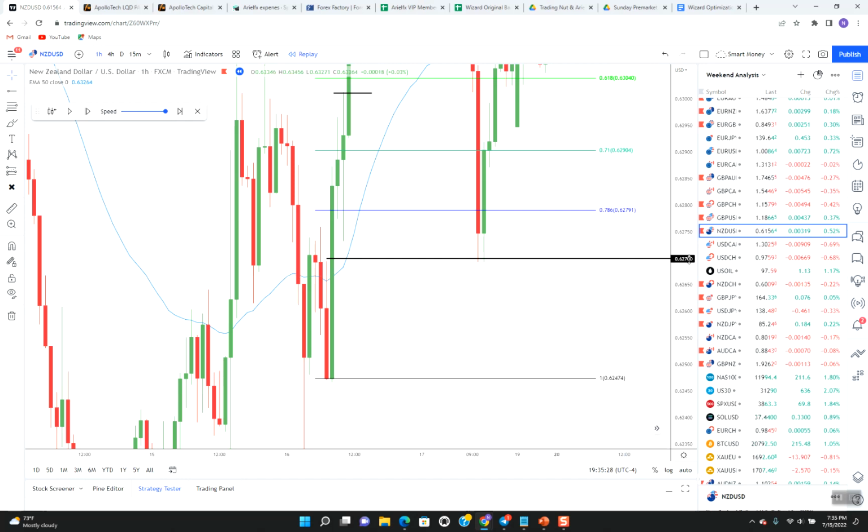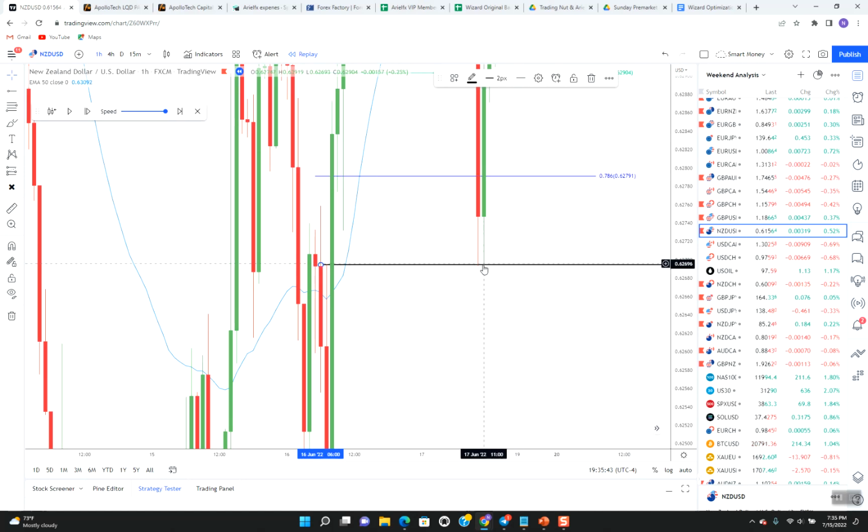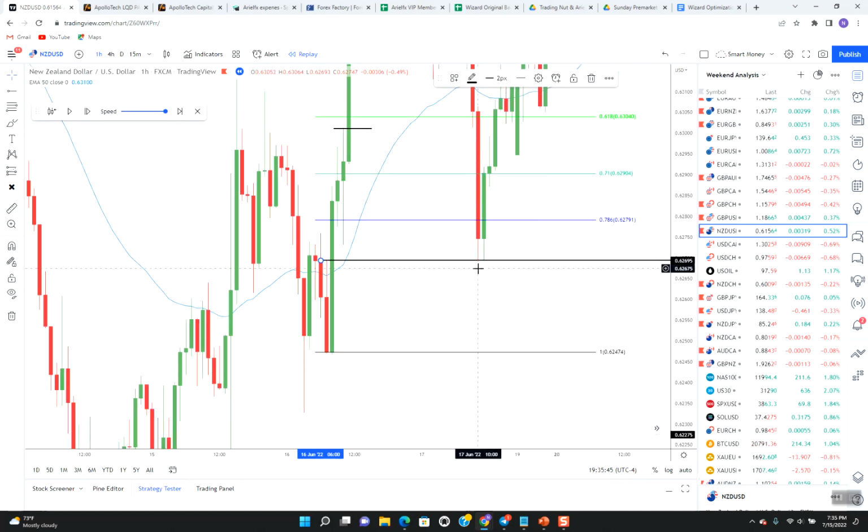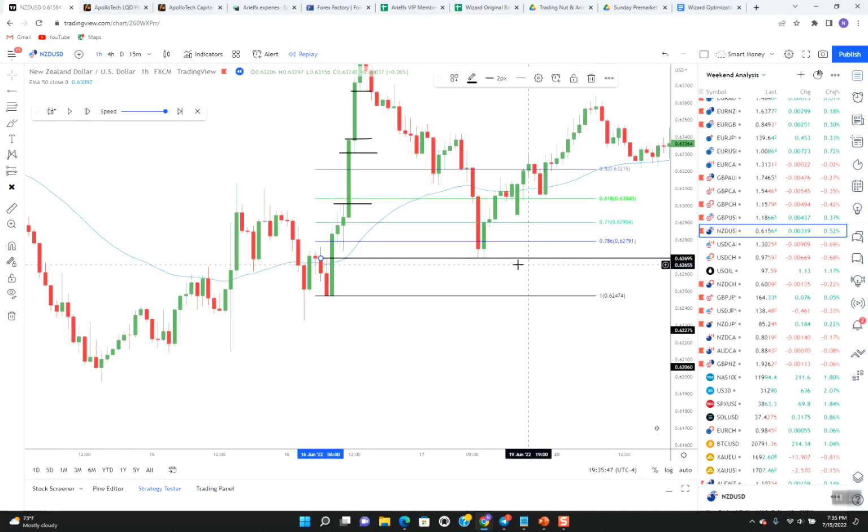So 62700 is a round figure, a psych level. It's very close to that imbalance. That's where I would have placed my entry. Sure, you could have done 62695. That's okay. That's the full fill. But you may not have gotten the fill because of the spread. But oh well, you can just see the accuracy that played into that particular trade.